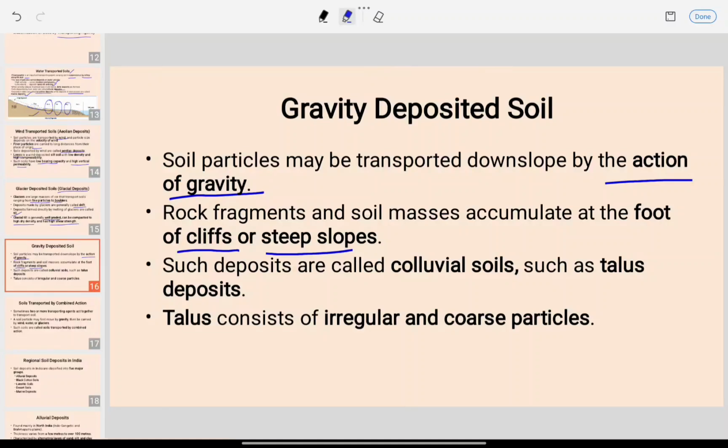A common example of this type of soil is talus deposits. These consist of irregular and coarse particles. Talus is formed by accumulation of broken rock fragments at the base of steep slope. So, gravity deposited soils are mainly formed by downward movement of soil and rock fragments under the natural action of gravity.